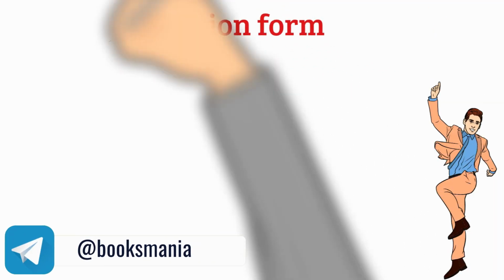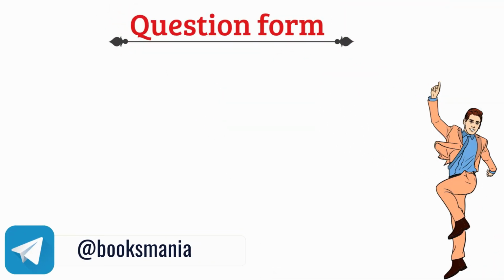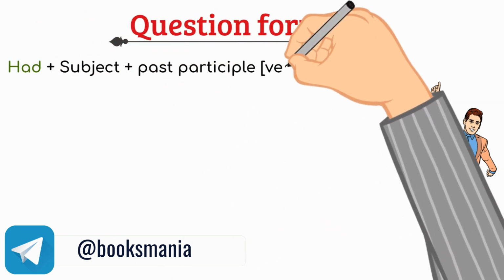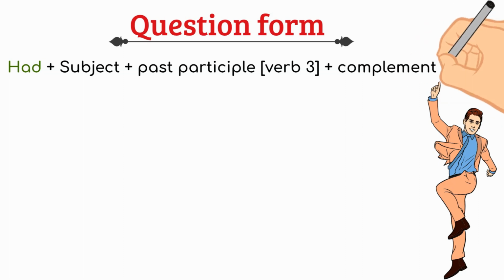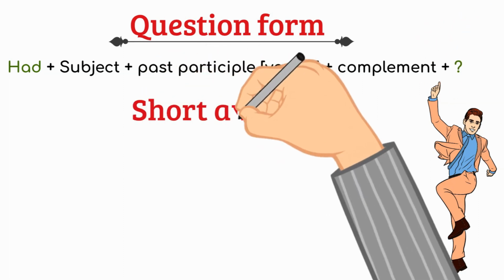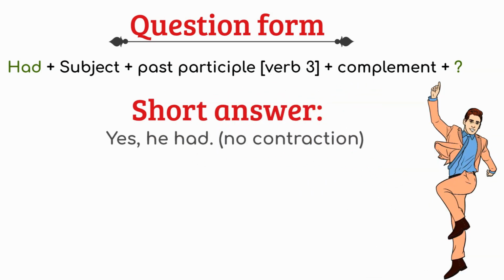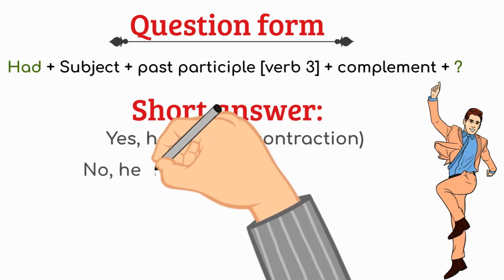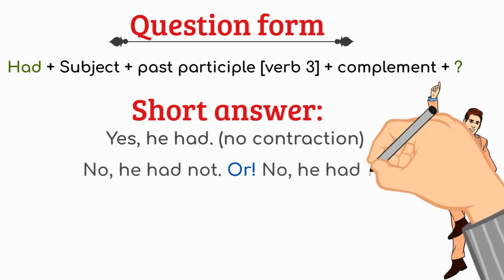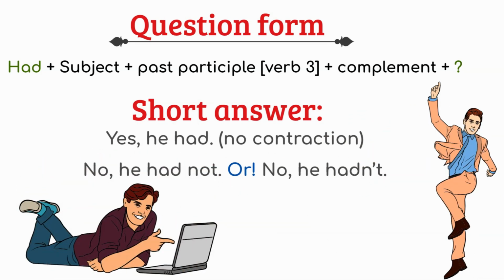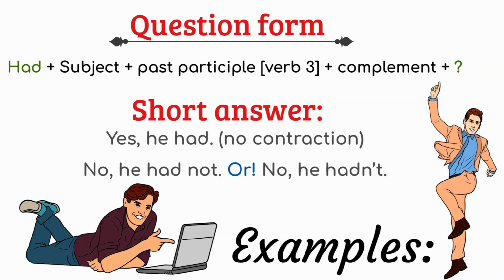Question form. Had plus subject plus past participle, verb 3, plus complement, plus question mark. Short answer. Yes, he had. No contraction. No, he had not. Or, no, he hadn't. Examples.